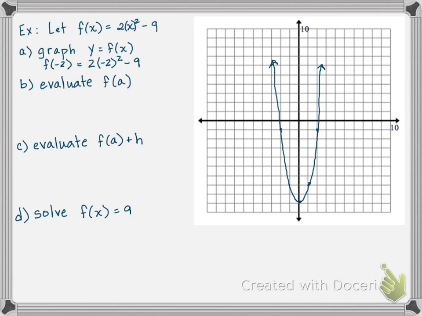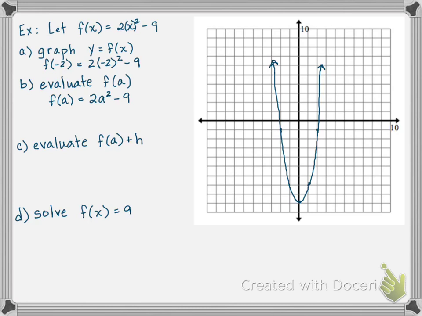And then let's evaluate. When we evaluate f of a, all that's saying is apply the rule to an input of A. So if my rule says f of your input is 2 times the input squared minus 9, then f of A, my input is A. So 2 times my input squared minus 9. And that's all.